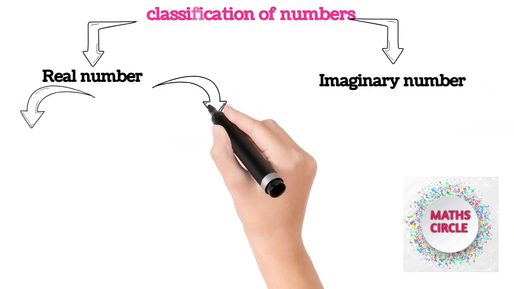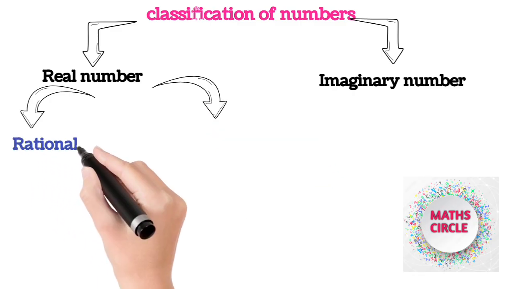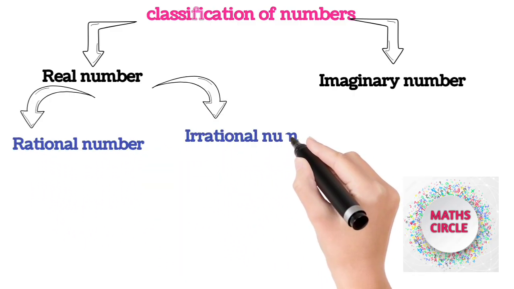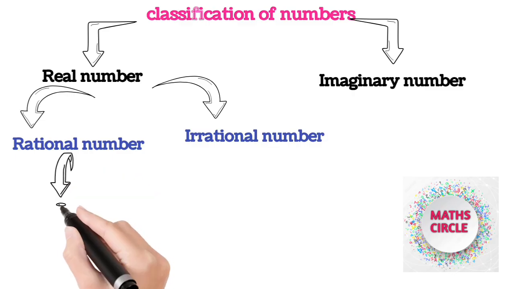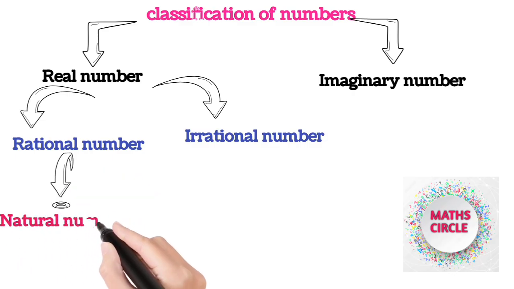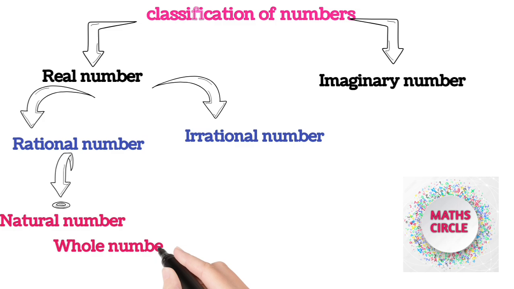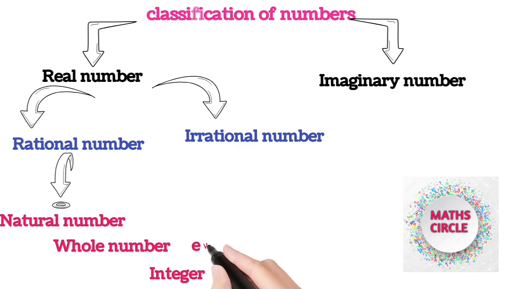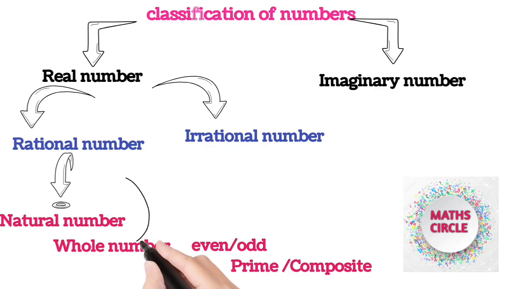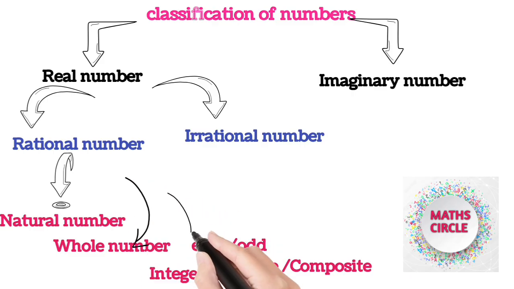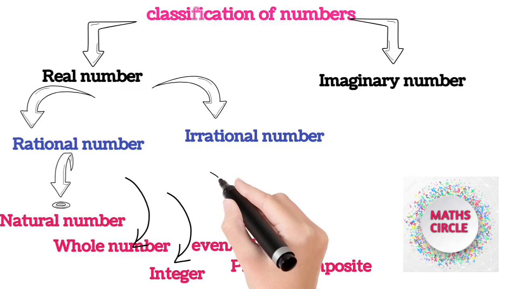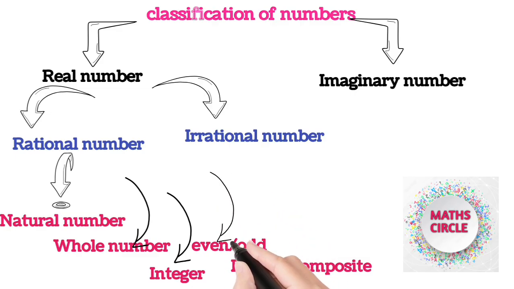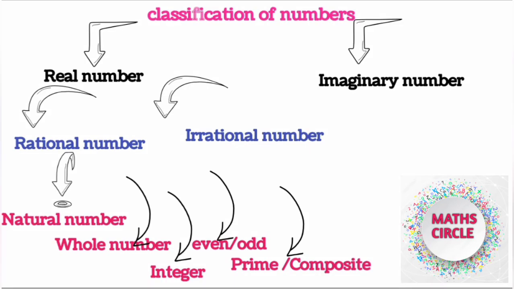Numbers can be classified into two types, real numbers and imaginary numbers. And real numbers are also classified into two types, rational numbers and irrational numbers. And rational numbers are again classified into natural numbers, whole numbers, integers, even numbers and odd numbers, prime numbers and composite numbers. In this way, we classify numbers into different types. Let us see one by one.